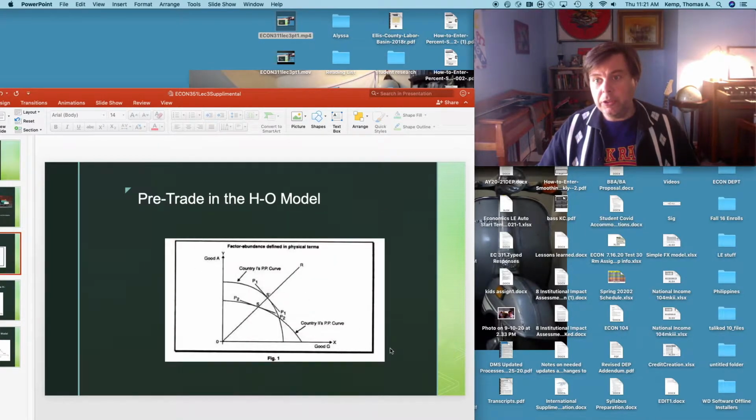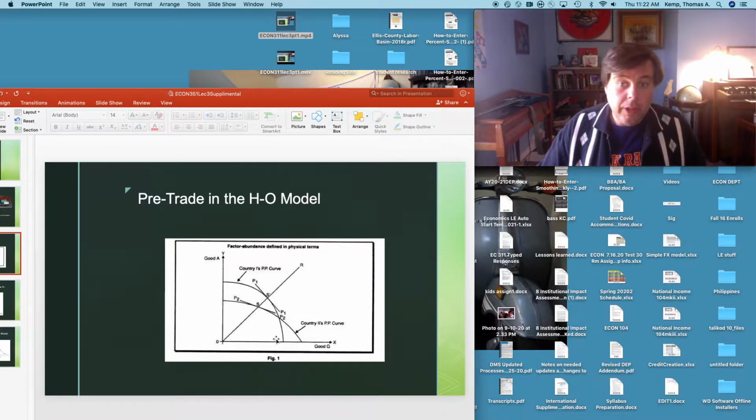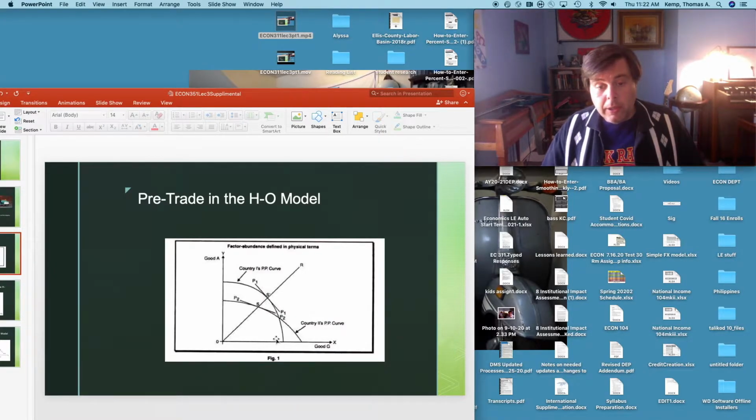So the pre-trade situation in a Heckscher-Ohlin style model is going to look something like this. We have some PPF, in this case for country 2. So this is the PPF for country 2. We can see that it can produce relatively more of good G when compared to good A, and country 1's PPF looks like this right here. And so it seems that they can produce relatively more of good A than good G.